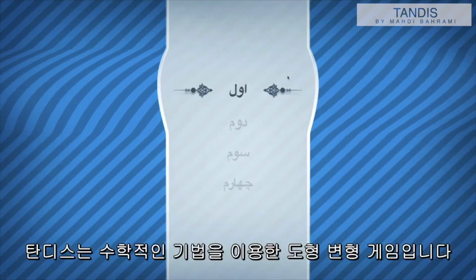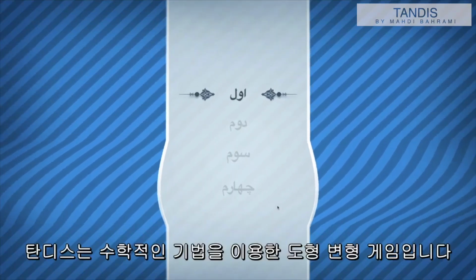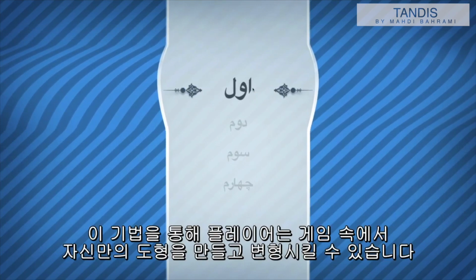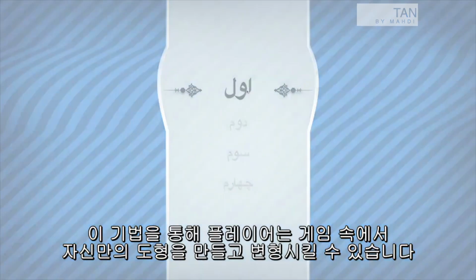Tandis is a game about mathematical transformations. Using these transformations, players can create their own 3D geometrical shapes.